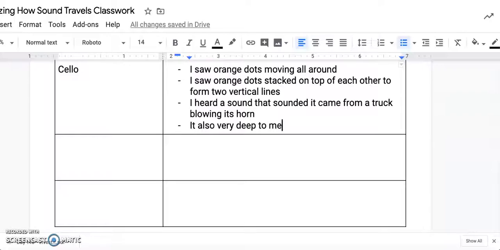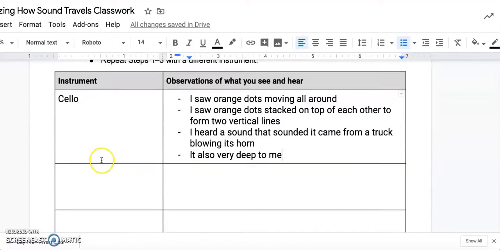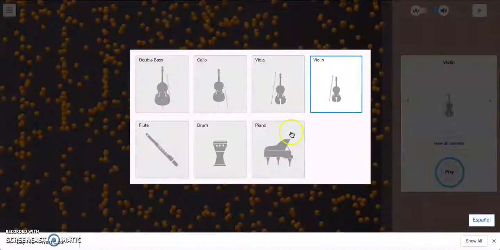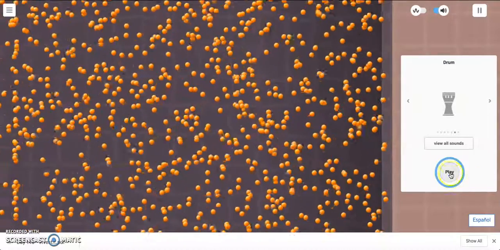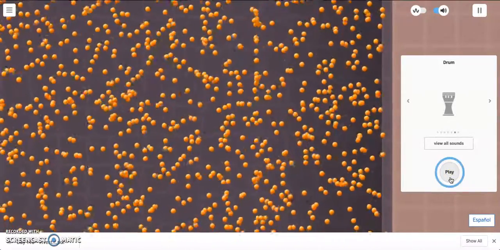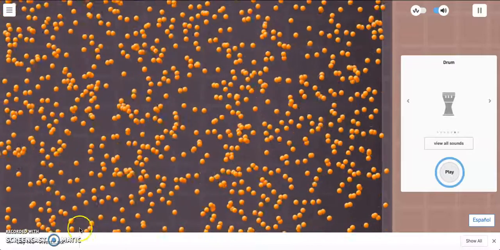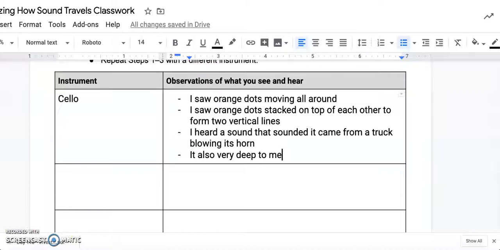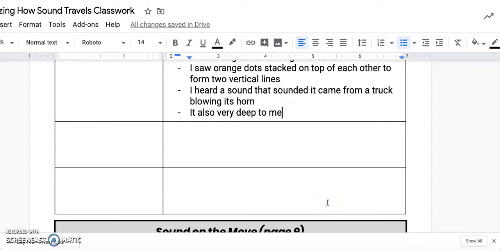So your observations should be different based on the instruments that you choose. Because if we were to choose the drum, it's going to sound completely different. And those vertical lines are not as tense. It's not as many stacked on top of each other. So make sure when you are writing or typing in your observations, you're really thinking about what you see and how it's different from the other instruments.